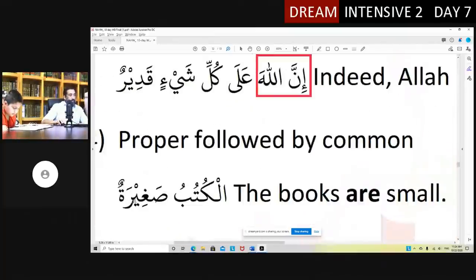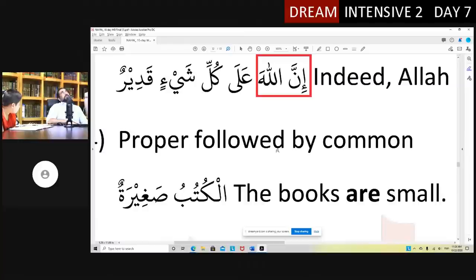Another shortcut, proper followed by common. Easy example is what? Allahu Akbar. The word Allah proper, the word Akbar common. Allah is greater. Whenever you have two words together, one is proper, one is common.